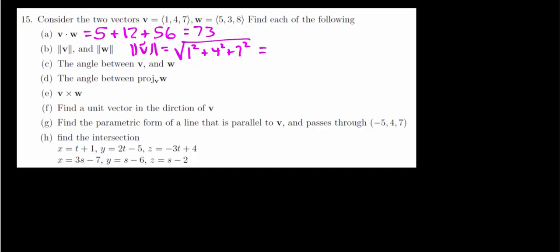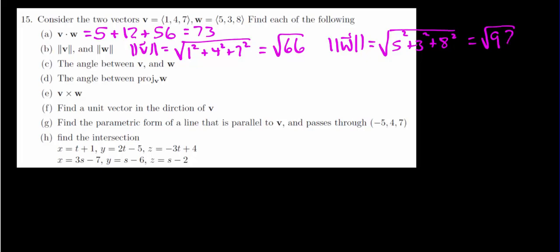Okay, so that's going to be our magnitude of V, and that equals the square root of 66. Then the magnitude of W, same thing, the square root of 5 squared plus 3 squared plus 8 squared, will give you the square root of 98. Okay, there those are.